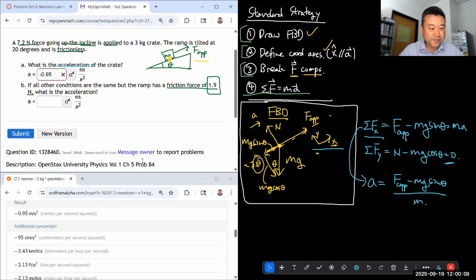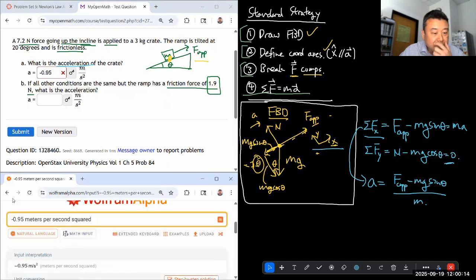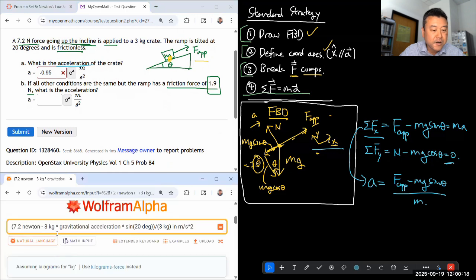Okay, so let's see. I wonder if there's a way to get it to show more digits, because it's rounding to two significant figures, and I'm pretty sure that's the problem. Let me do it this way.